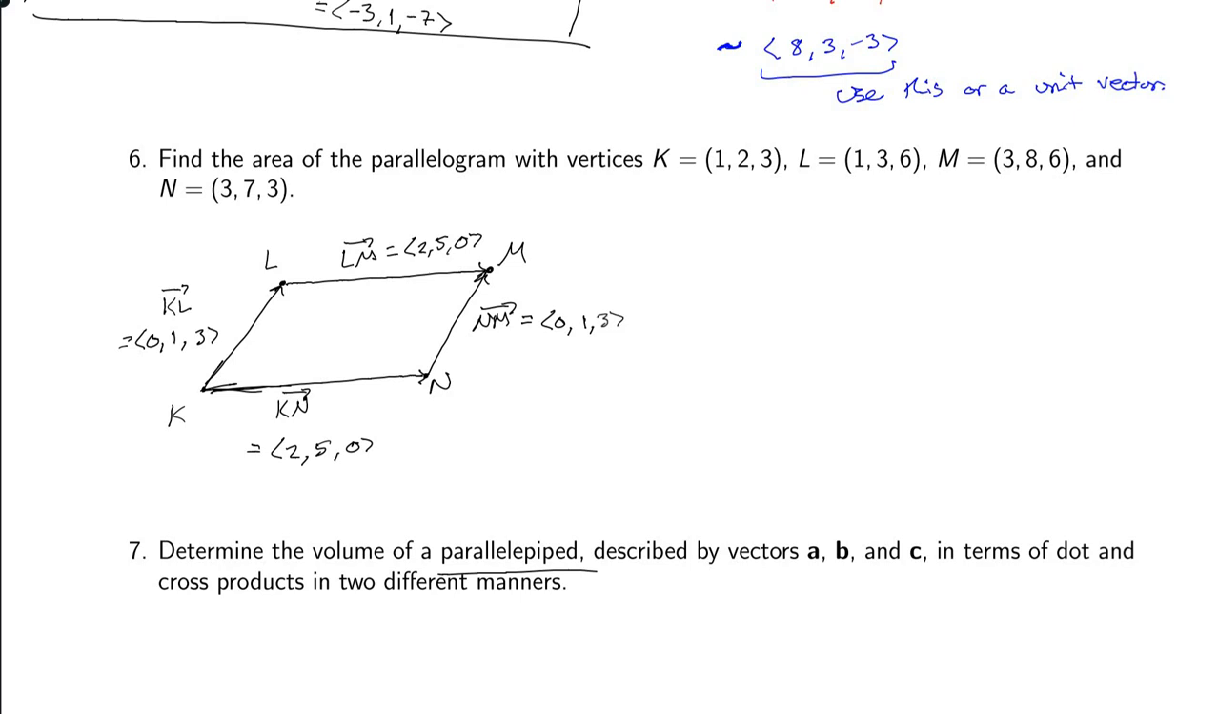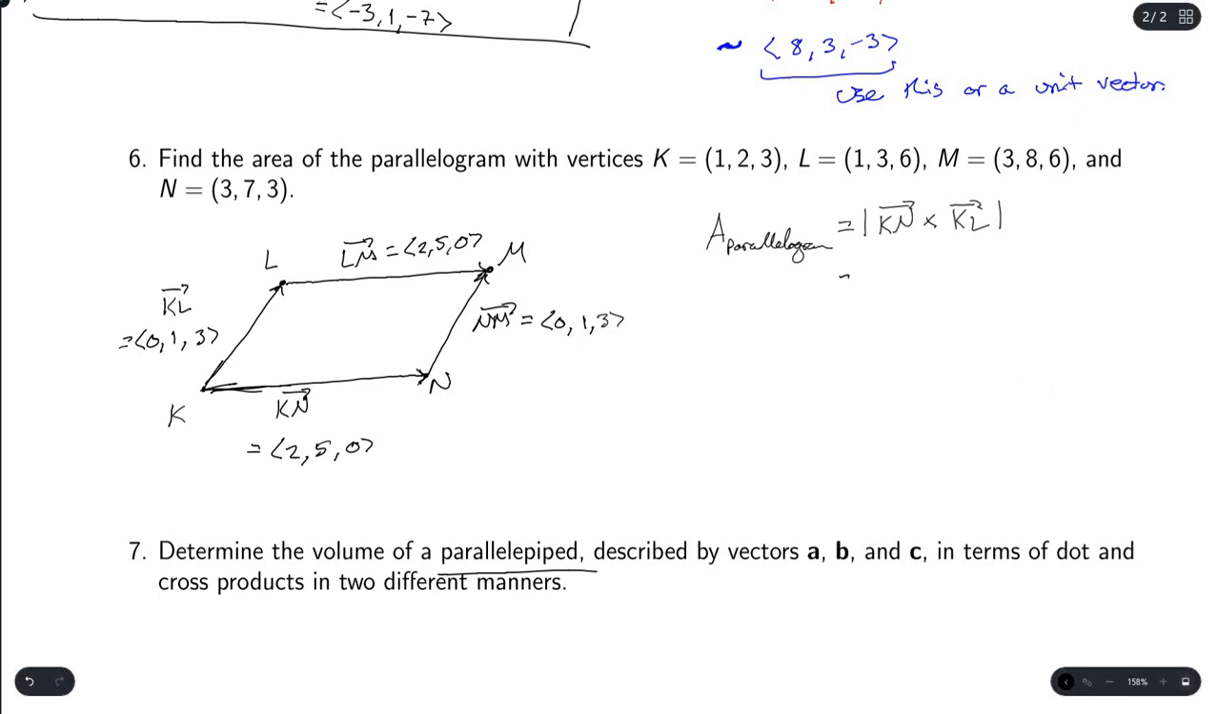Okay, so if this is our parallelogram, the area of the parallelogram is going to be equal to the magnitude of 2 non-parallel vectors. So I'll do K to N and K to L. I take those and I find the magnitude of the cross product, that will give us the area of this parallelogram. And I'll do a little proof of that here in a moment. But let's just go ahead and work through it.